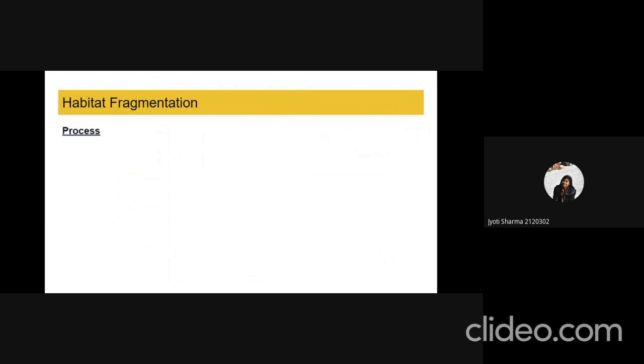Then in this we have four processes of habitat fragmentation. The first is dissection.